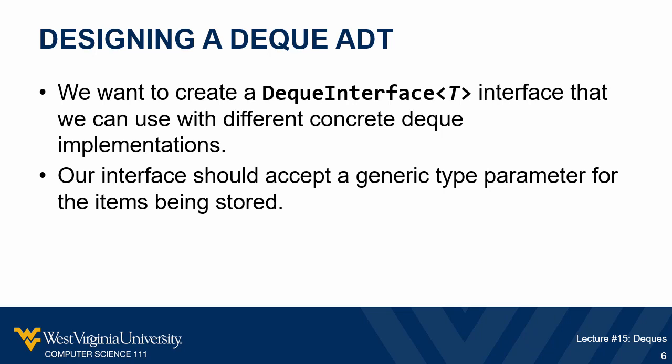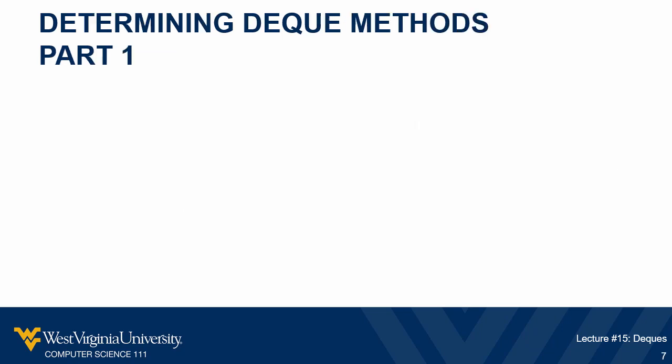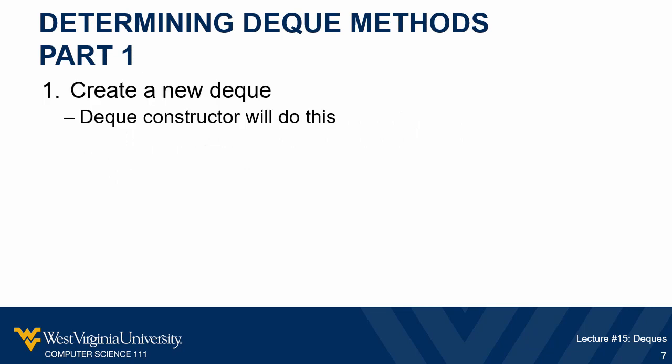Deques are going to share a lot of the same operations as traditional stacks and queues, but there are going to be some differences because there's more places we can add and remove things from. Let's go ahead and design an interface to represent the deque, and as we've been doing with our other interfaces, we're going to give it a generic type parameter so that we can specify a particular type of item that we want to store in the deque. Let's figure out the methods that we're going to need to support for our deque. Obviously, we'll have to have a way to create the deque, and as with our other data structures, the constructor is going to handle this.